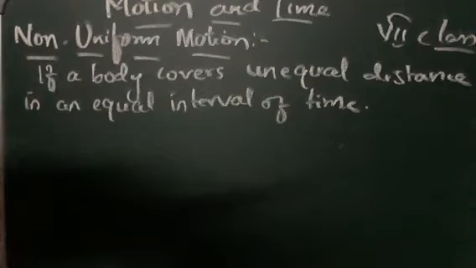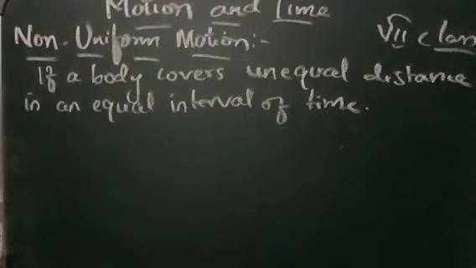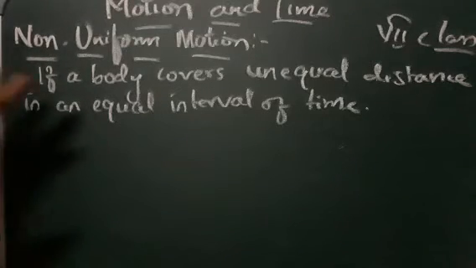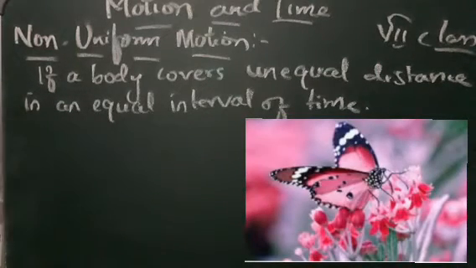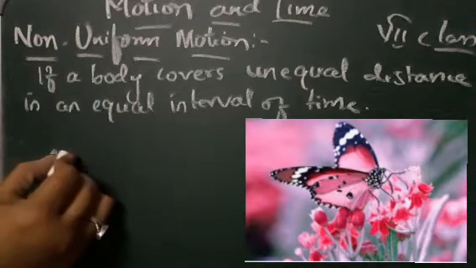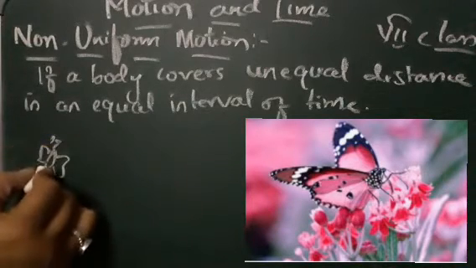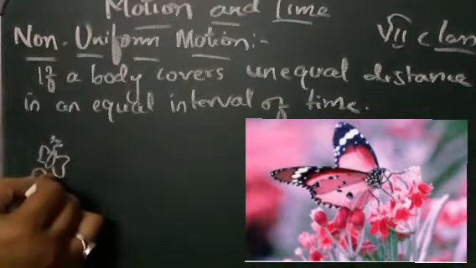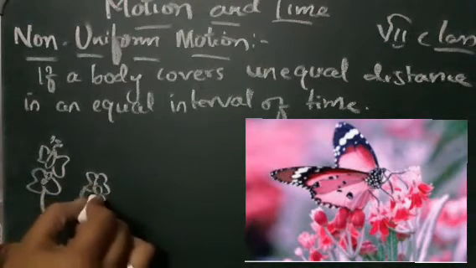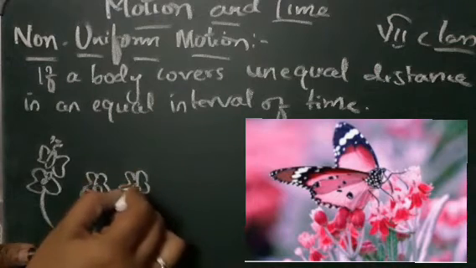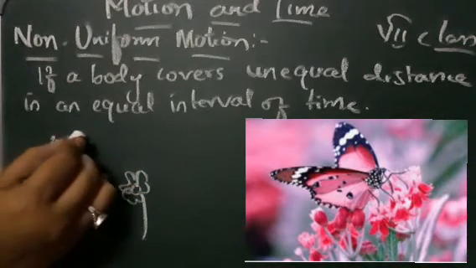So what is non-uniform motion? If a body covers unequal distance in an equal interval of time, then it is called non-uniform motion. For example, consider a butterfly. This butterfly is moving from one flower to another flower, from this flower to this flower.